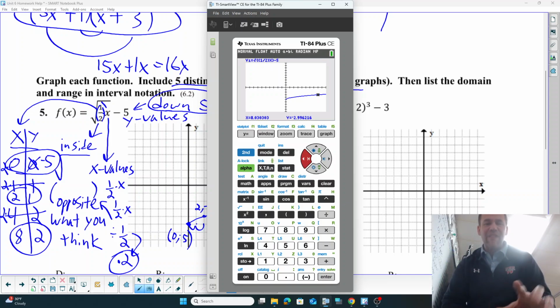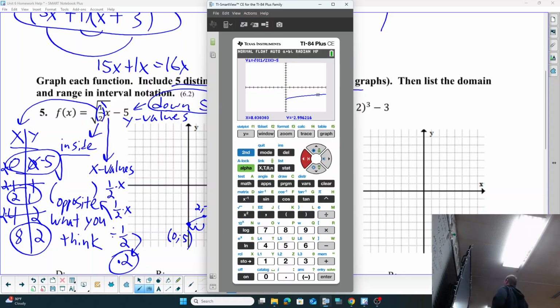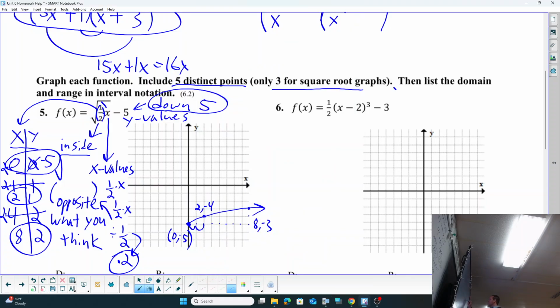We got it. So again, for that transformation, I used the parent function: 0, 0, over 1 up 1, over 4 up 2. And then I transformed the x values and went down 5. We got it. Woo! So now you try. That one is going to be third power, so it will look something like that.